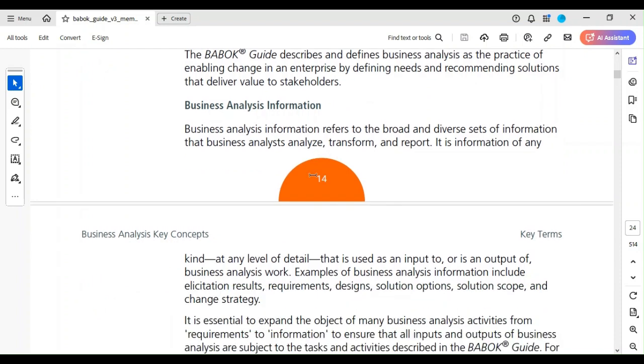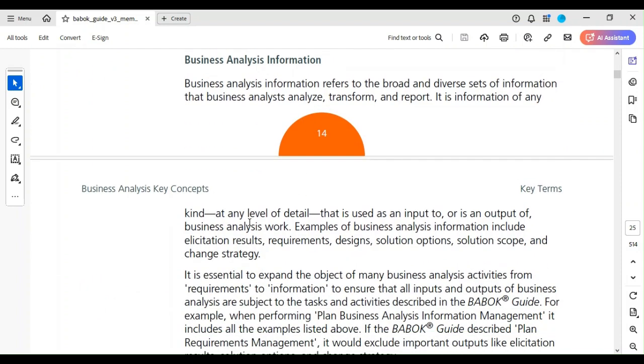Business analysis information. Business analysis information refers to the broad and diverse set of information that business analysts analyze. So please just look at the definition. Business analysis information just tells you what you analyze as a business analyst, the information, the data. Business analysis information refers to the broad and diverse sets of information that business analysts analyze, transform, and report. Just the information you work with as a business analyst.